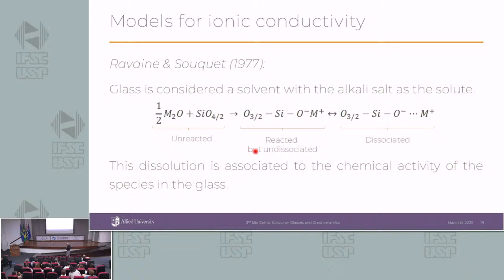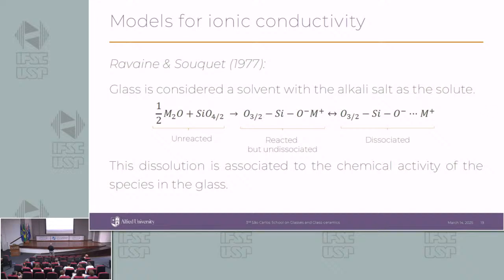So again, borrowing from nearby sciences, he proposed that glasses can be considered a solvent with the alkali salt as a solute. So the same way that you can dissolve sodium chloride in water, you are dissolving sodium oxide in silica. But different than dissolving salt in water, the sodium oxide is going to be weakly dissociated. So instead of everything going to its ionic form, it's just going to be partially in that ionic form. It can be shown here by this equation.